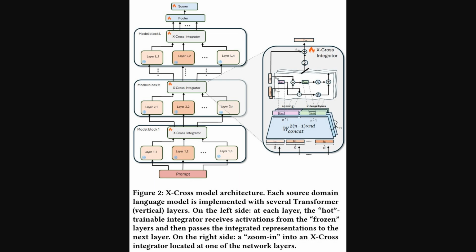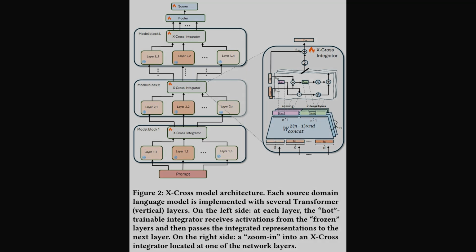Okay, so following that prompt we just saw, this next diagram, figure 2, lays out the XCross model architecture. You can see the prompt feeds into a series of model blocks. Each block contains several transformer layers, which are powerful components in language models for understanding sequences. The real magic happens with the XCross integrator shown between these blocks, and also detailed on the right. This integrator dynamically combines information from different models by using their activations, essentially the signals or outputs from their layers. This integration is what allows XCross to adapt across different product domains efficiently.